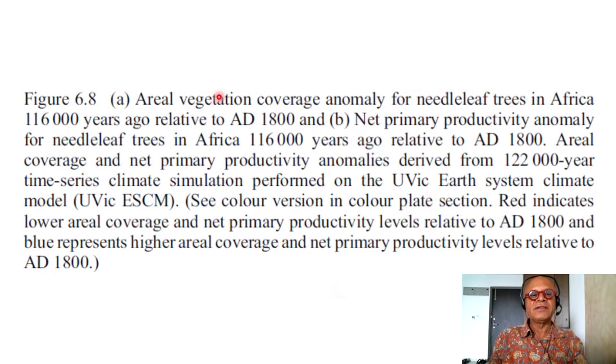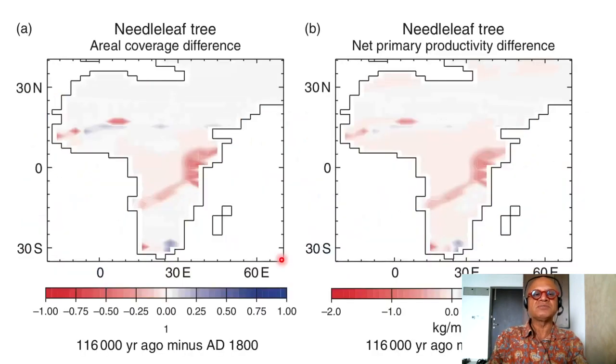Okay. Next, aerial vegetation coverage anomaly for needleleaf trees in the same period, 116,000 years ago. Aerial coverage and net primary productivity anomalies are again derived from this long simulation. So compared to broadleaf, which increased in this band, needleleaf has decreased by a lot, almost disappeared compared to 1800, and there is a patchy distribution here.